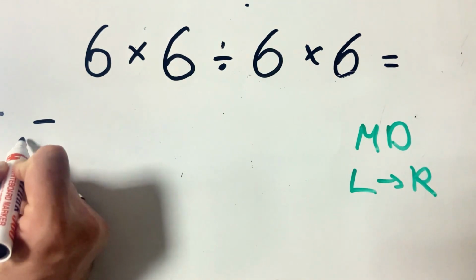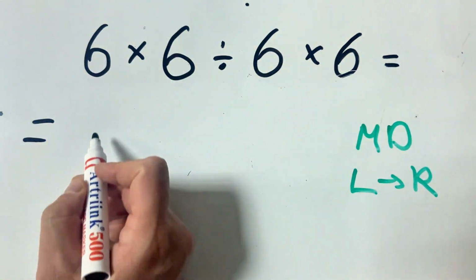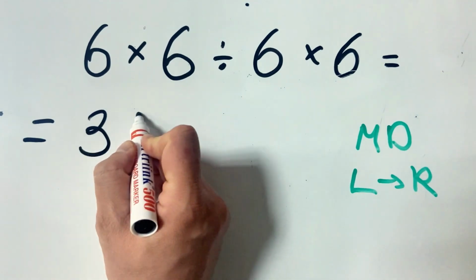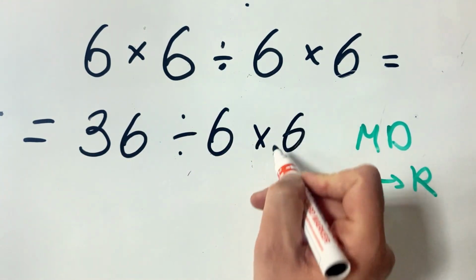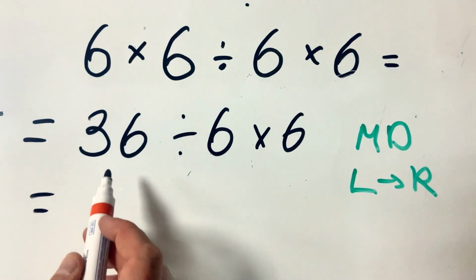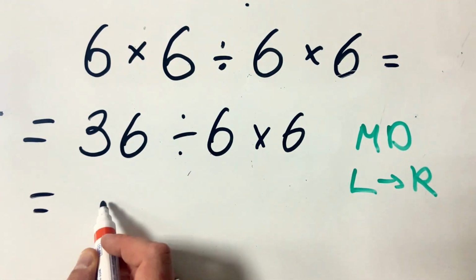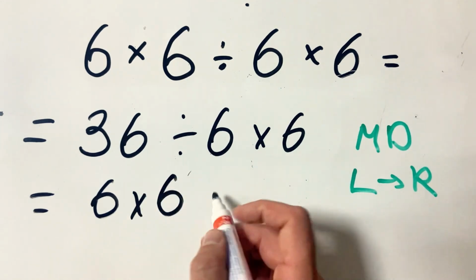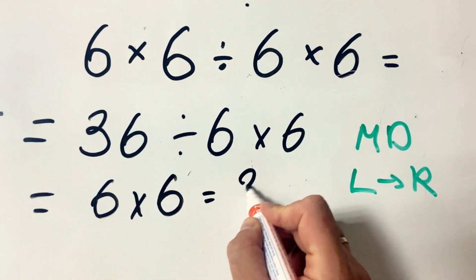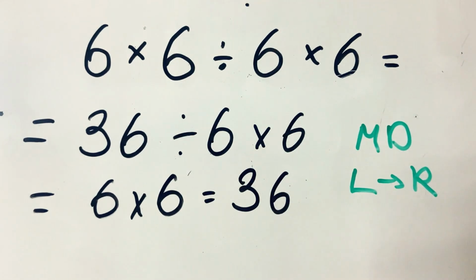So to solve it, first we do this multiplication. So we have 36 divided by 6 and multiplied by 6, and 36 divided by 6 is 6, multiplied by 6, and the answer is 36.